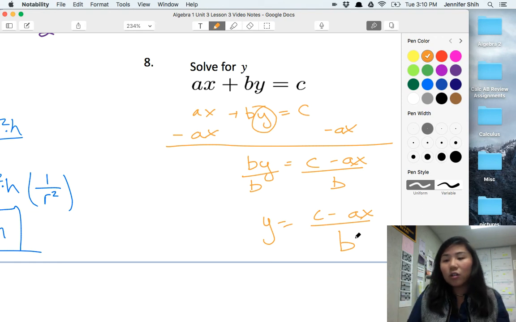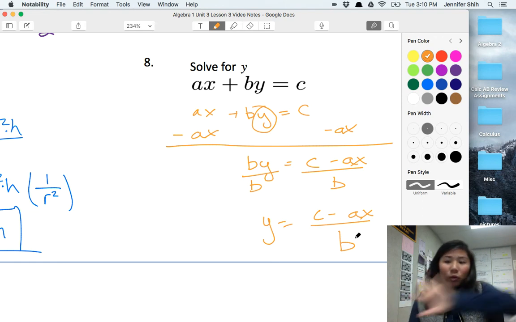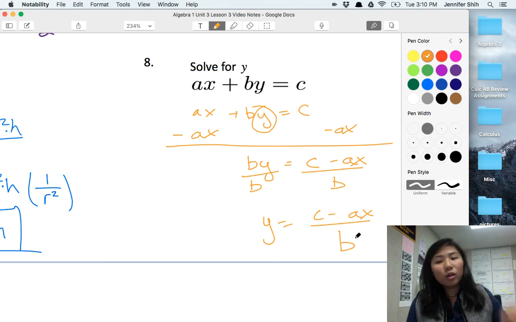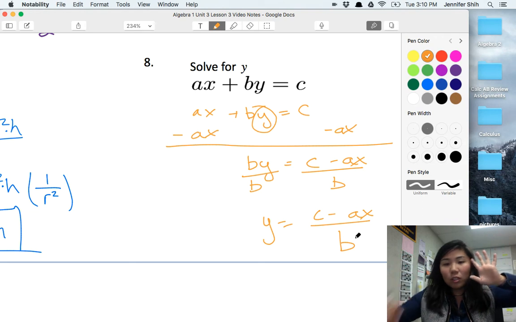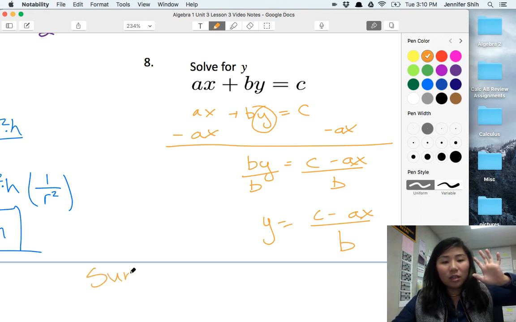Now that you know this, you can go help out anyone else at the school in their math and science classes with their algebra. Take a look at their homework, see if you can solve for a variable that they need. You can go help people. Summarize in your notes.